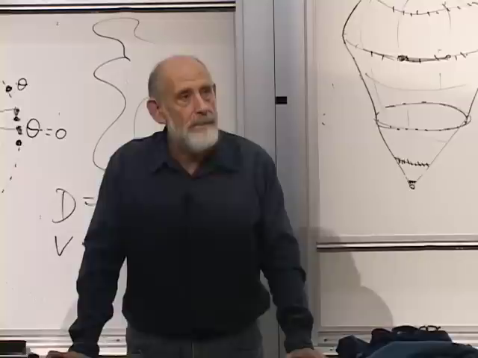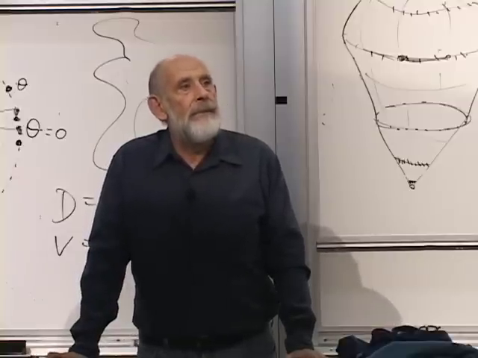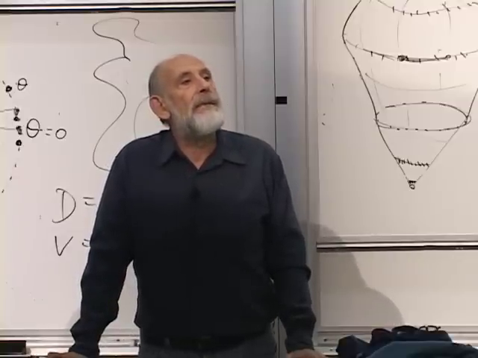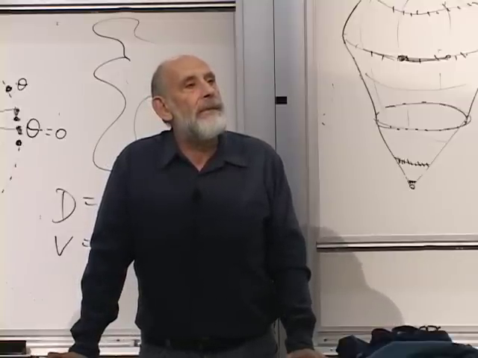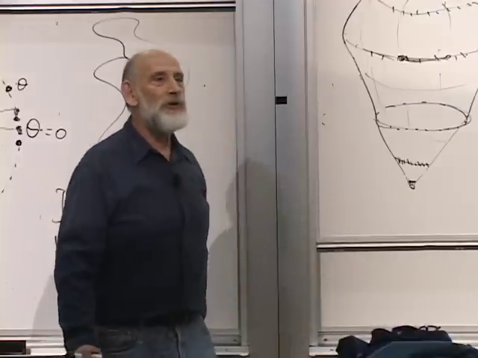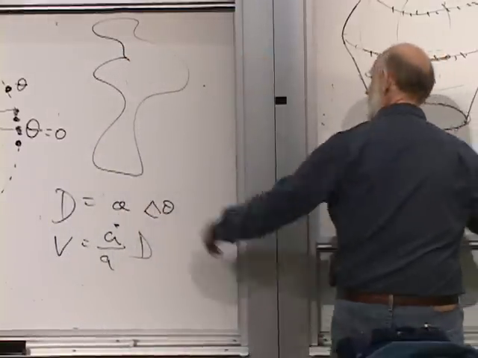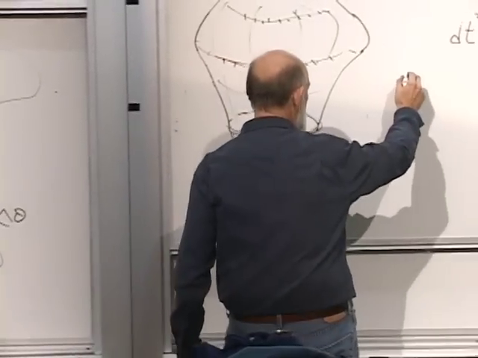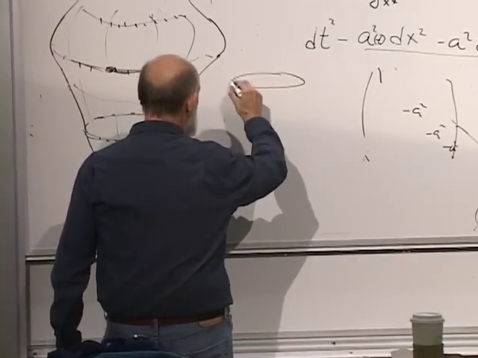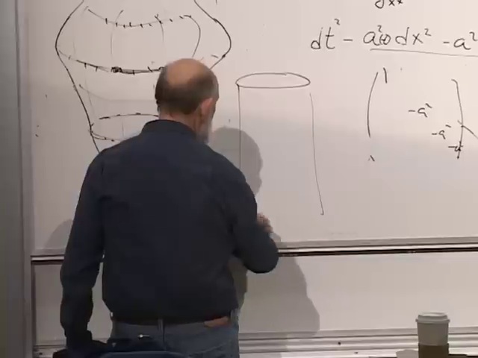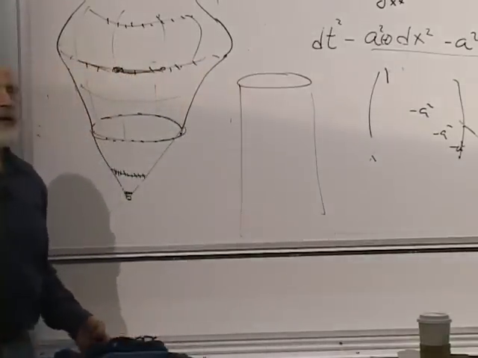Okay, so question. You said the space-time is curved. Is it curved if that was a cylinder? Would it be curved if that were a cylinder? No. If it were a cylinder, it would not be curved. If it was a cylinder, in other words, if A were constant with time, that would be like this. That would be this world.